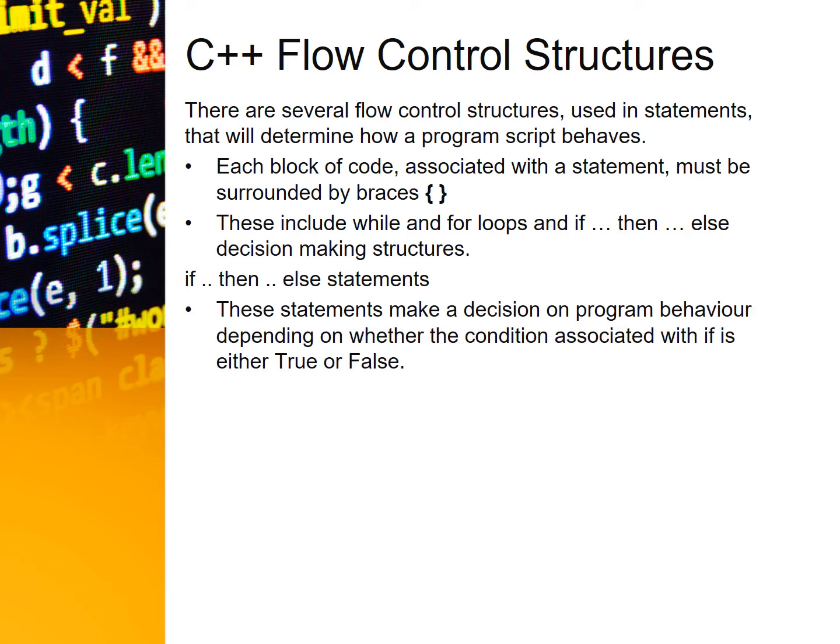These statements make a decision in the program depending on whether the condition, which is after if, is either true or false. So in this case, if we use both then and else, if a condition is true, then the instructions that come after then are executed. However, if this is false, then it ignores the instructions after then and carries out the instructions after the else statement. Once that's done, it continues on with the program.